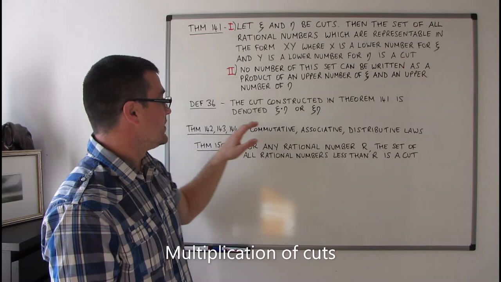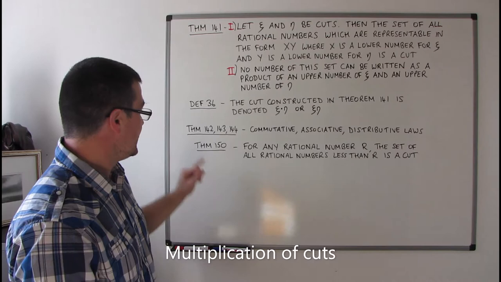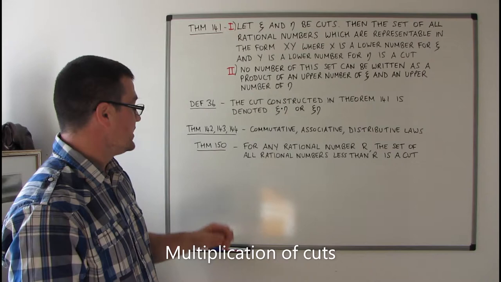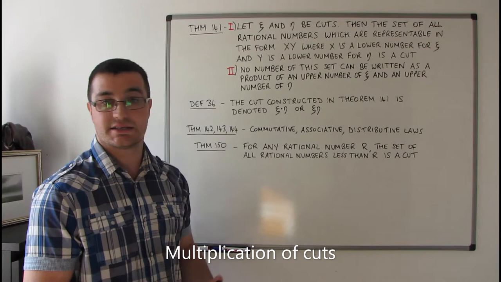Definition 36: the cut constructed in theorem 141 is denoted psi dot eta. Usually the dot is suppressed and we just get psi eta. And then theorems 142 to 144 just give the commutative, associative and distributive laws for multiplication of cuts. And then this is quite an important theorem. It's going to play quite an important role. Theorem 150: for any rational number r, the set of all rational numbers less than r forms a cut.